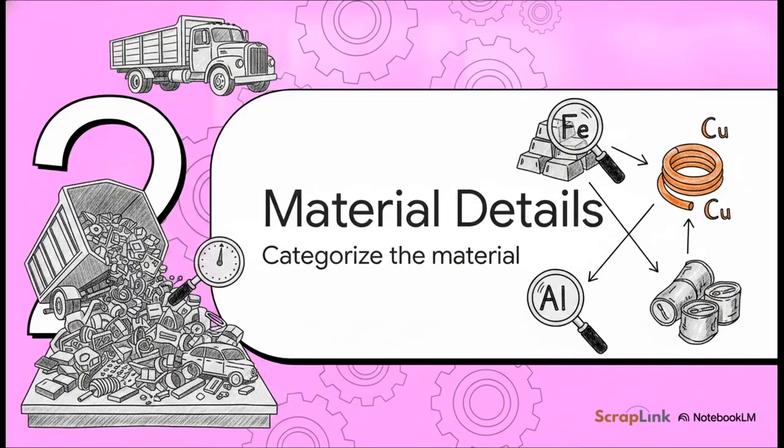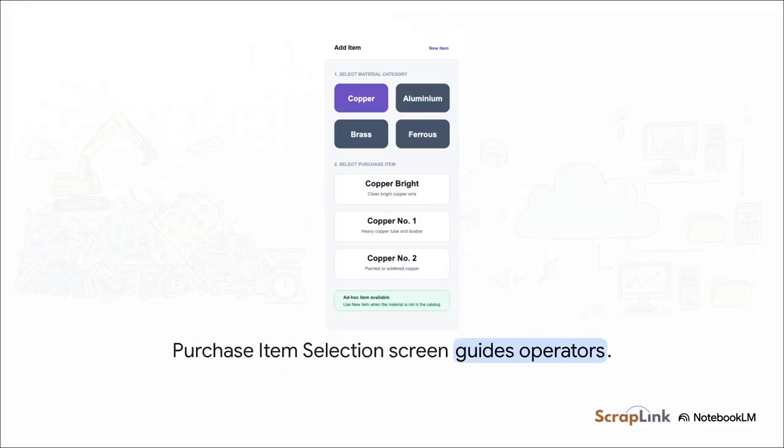Moving along to Section 2, Material Selection and Details. Once we know exactly who the vendor is, we need to accurately categorize what they've just dumped on the scale. Now, what's really interesting about this next step is the beautifully designed new purchase item selection screen. Out in the harsh glare of the sun, operators need visual clarity, and this screen provides exactly that. It visually guides the operator through the operation catalog.